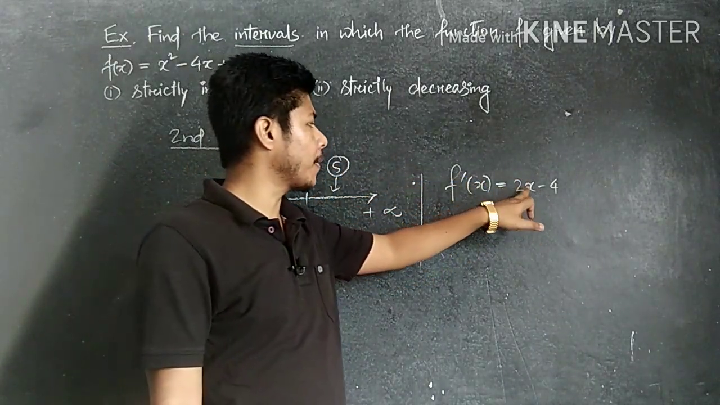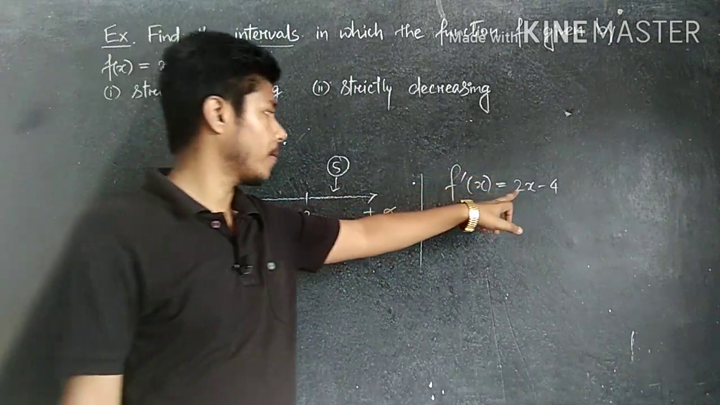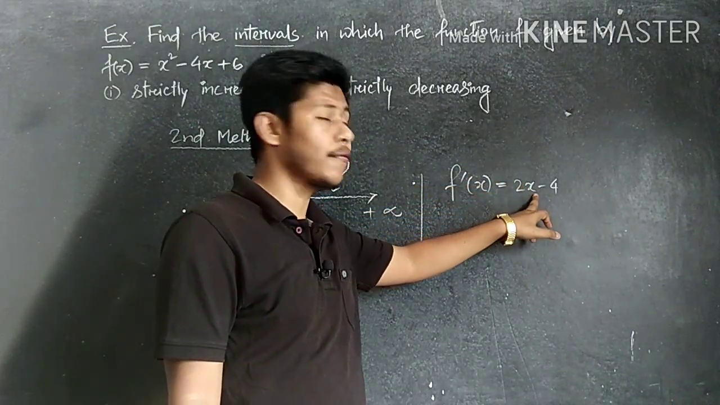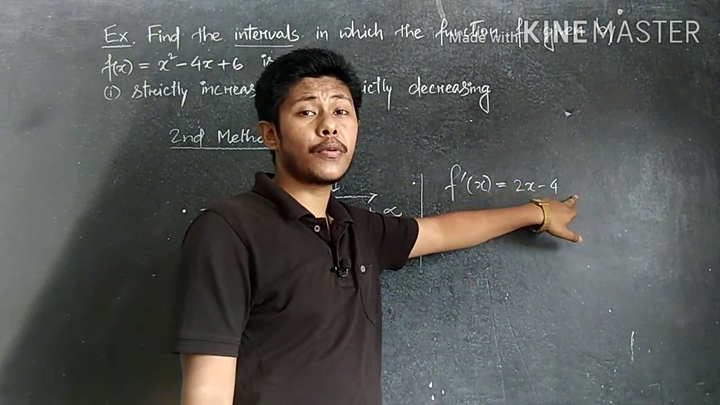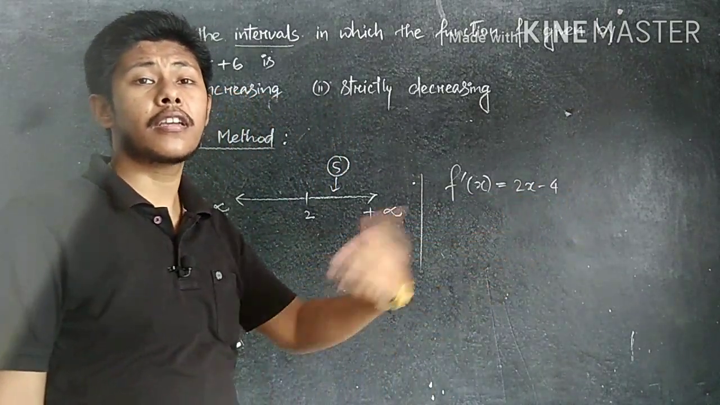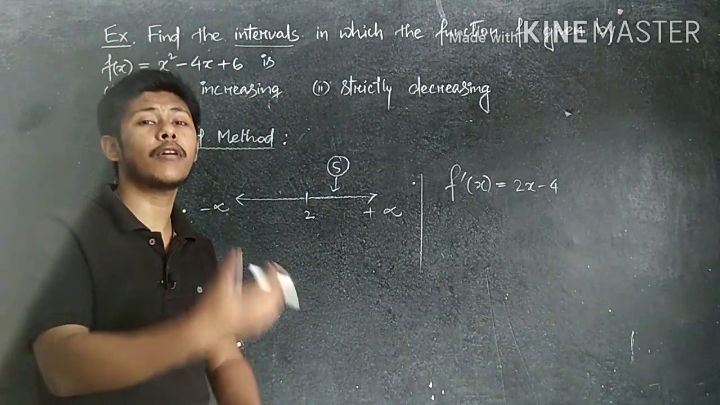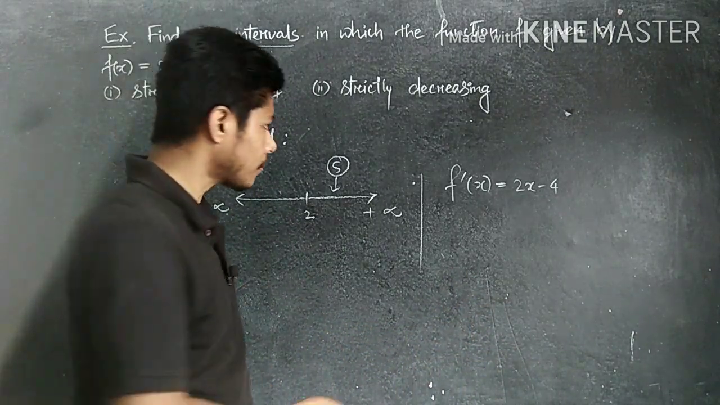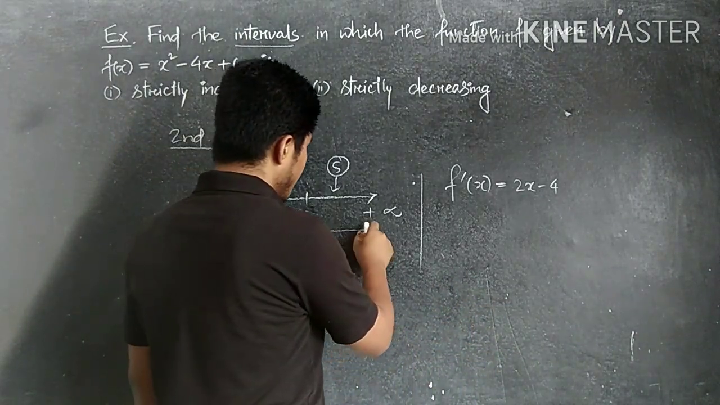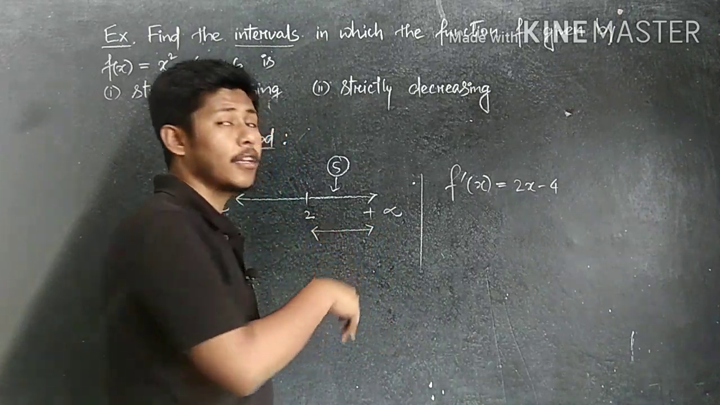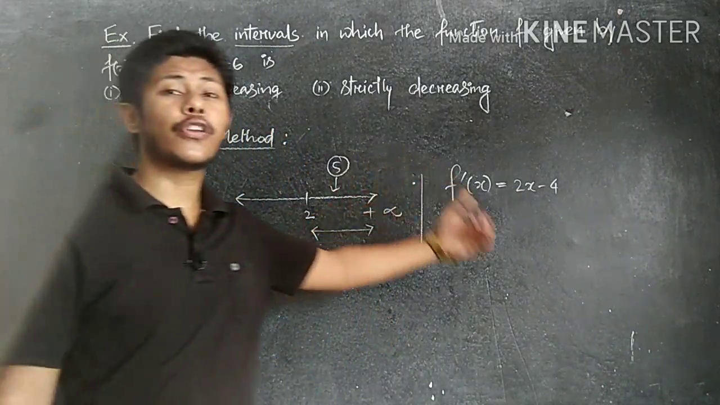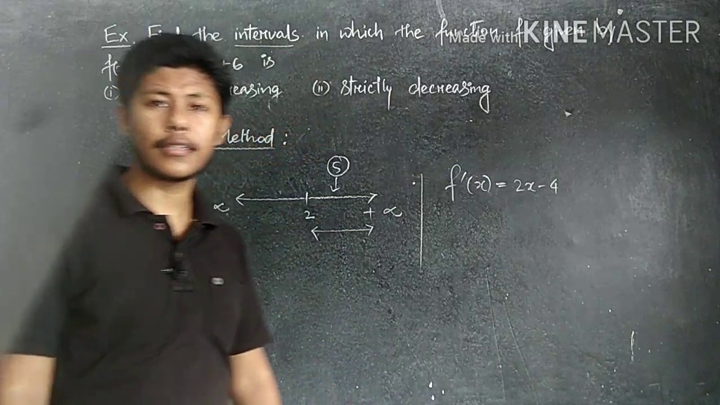If we put 5 in place of x, then what do we get? 2 into 5, 10, 10 minus 4, 6. 6 is a positive value. That means it is increasing. So for that reason, from 2 to infinity, it is strictly increasing. Is it clear?